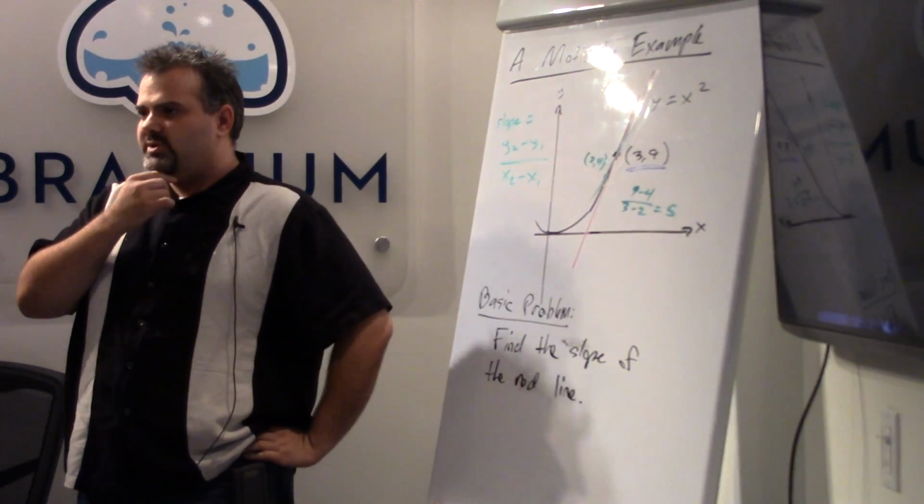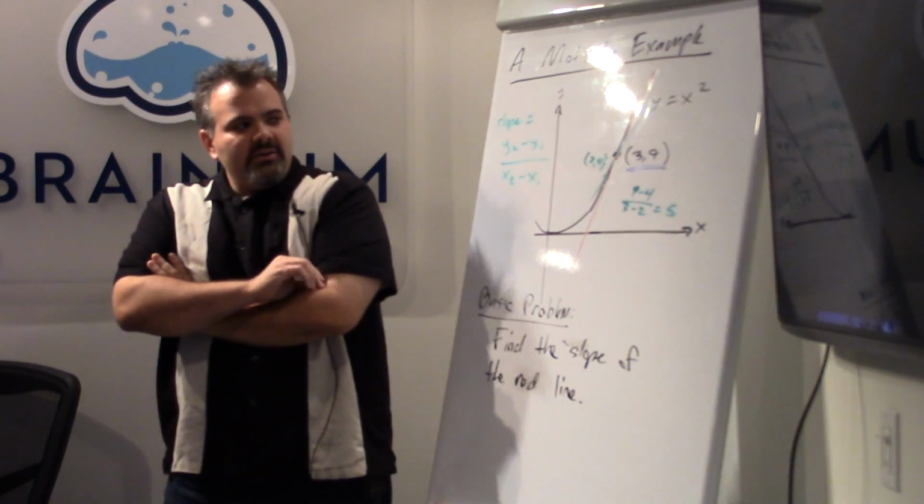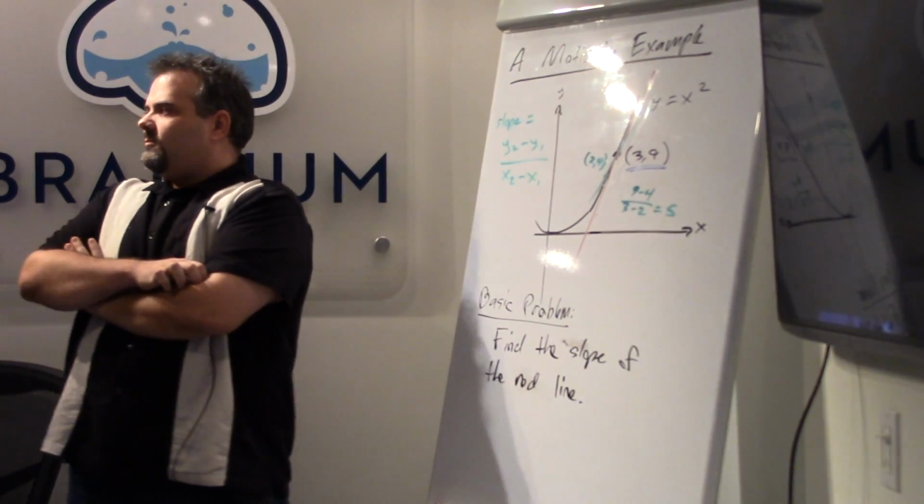We can in principle just say, okay, I'm going to take closer and closer points, and when I'm satisfied, I'm going to say that I'm done, and I'm going to say this is not exactly the slope, but it's close enough.